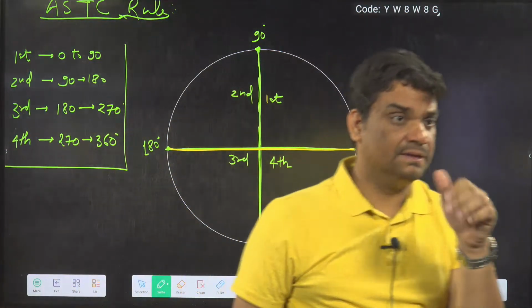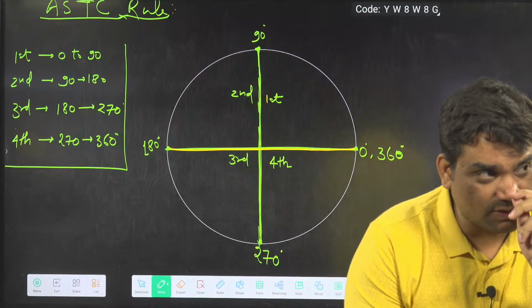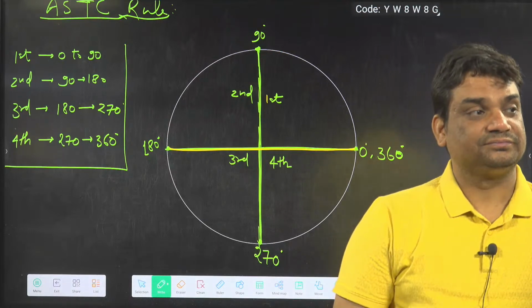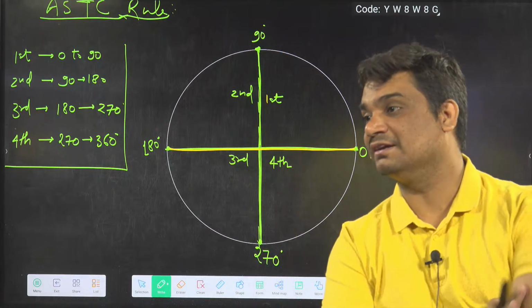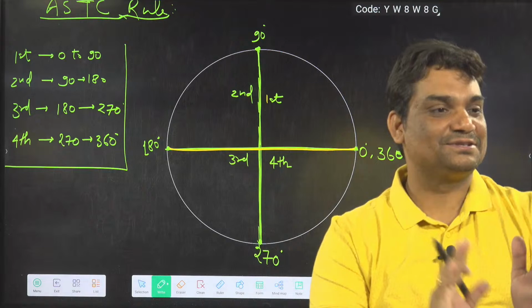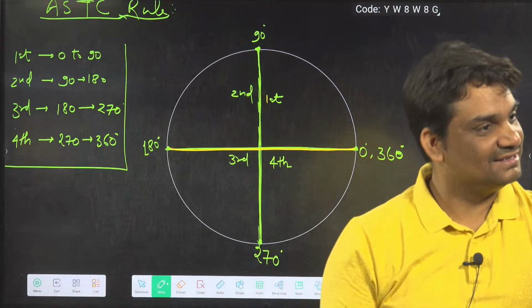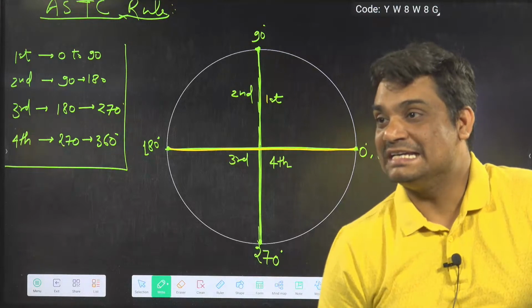Yes, very good. Someone has written all the things. First of all, you can identify the quadrant. If I say 300 degree, 300 degree will lie in which quadrant? First of all, you should be able to identify the quadrant. 300 will be in the fourth one. Very good. 120, second.